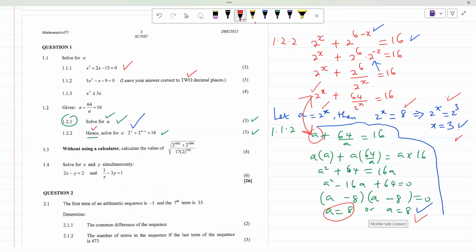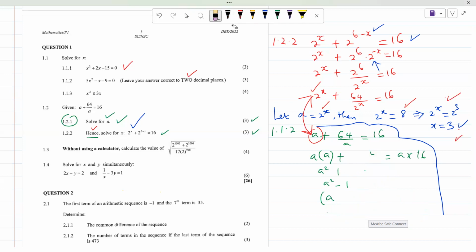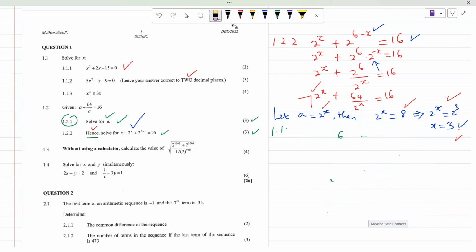Right, so the next question is 1.3. Let's look at 1.3. 1.3 is very, very simple. Let's look at 1.1.3. What are we supposed to do in 1.1.3? Right, so now we have 1.3. 1.3 is very, very straightforward because we are given in 1.3 the square root.